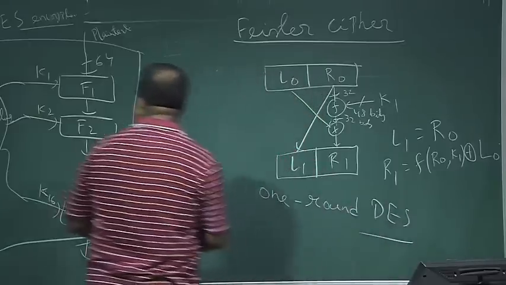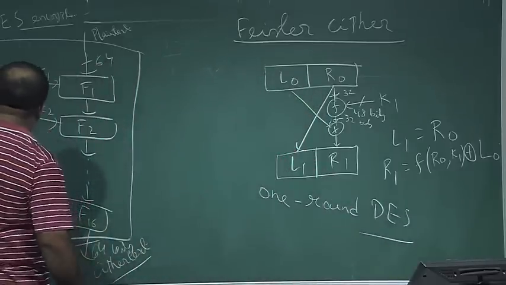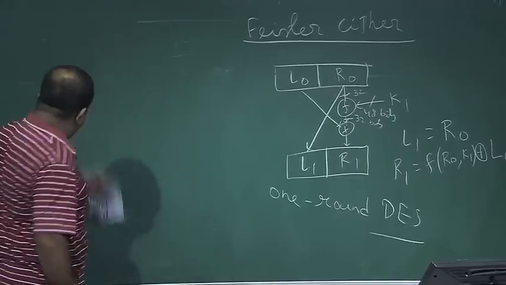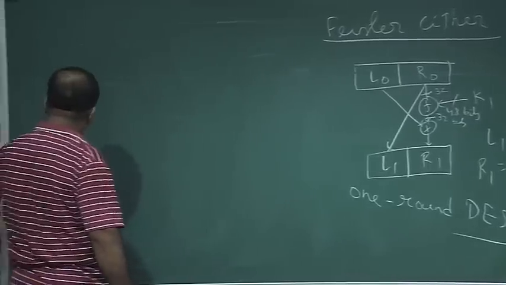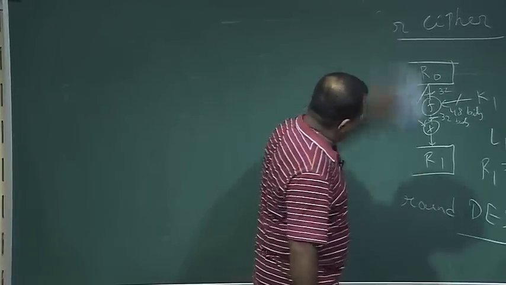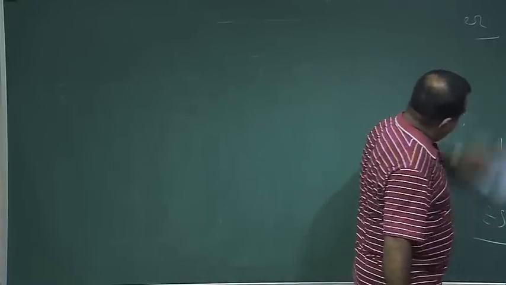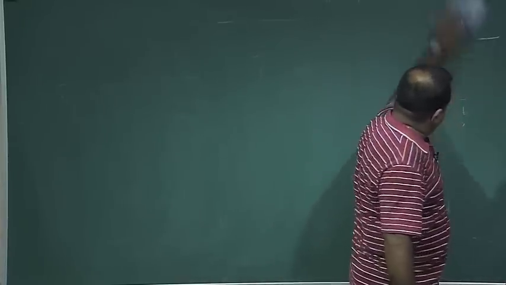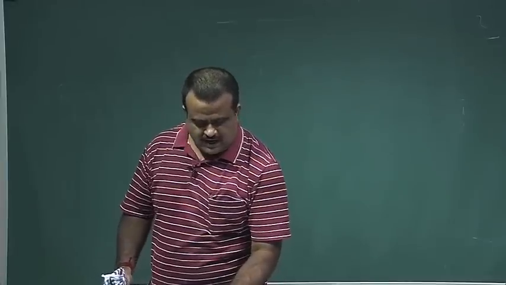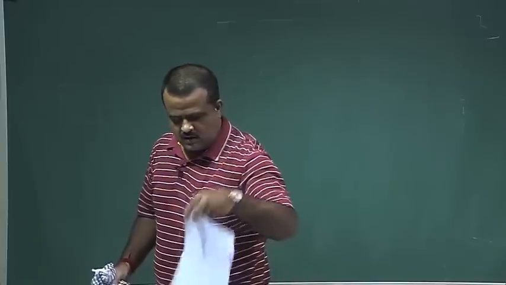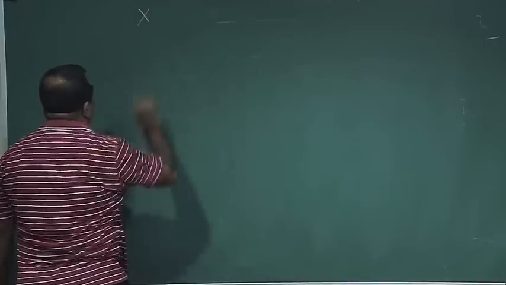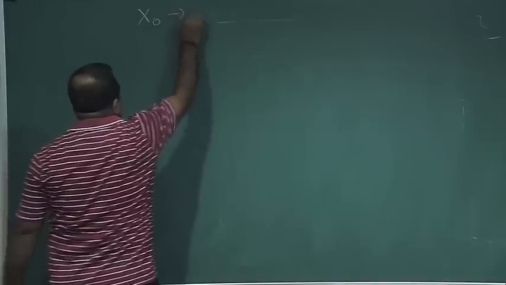Okay, so, let us write the full description of DES. Each round is a Feistel structure, and so basically we have the plain text x, which we denote by x0. This is the plain text.